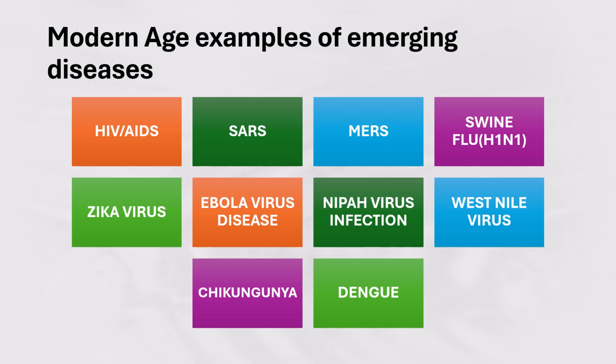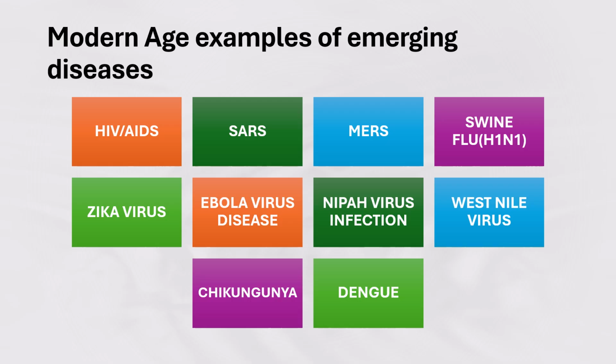H1N1, that is the swine flu. In 2009 there was an outbreak of H1N1 influenza. This was caused by a novel strain of the virus, leading to a global pandemic. Zika virus emerged in the early 2000s, and is still showing its presence once in a while across the globe. The Zika virus gained international attention due to the severe outbreak in 2015, and at that time it was linked to several birth defects.